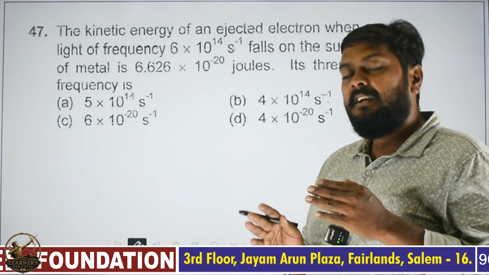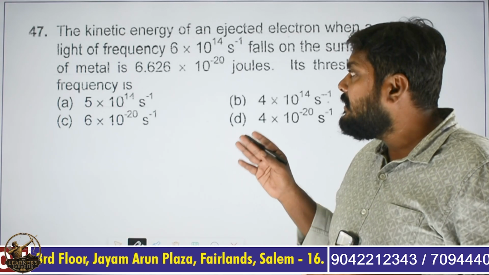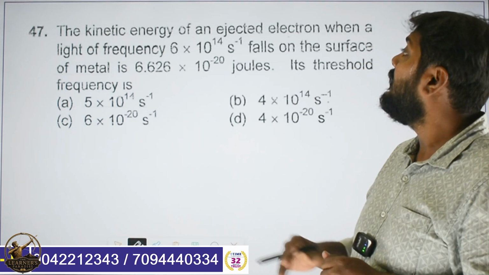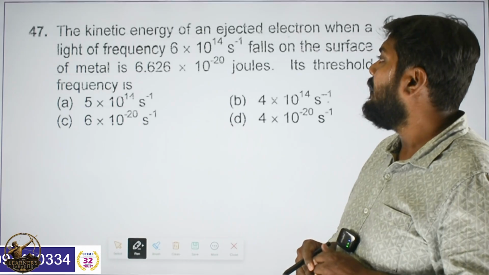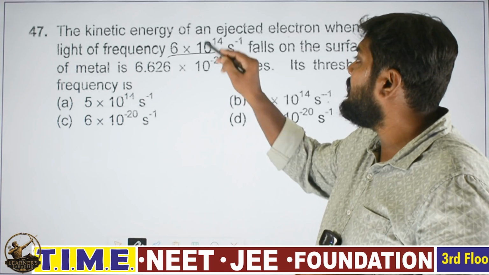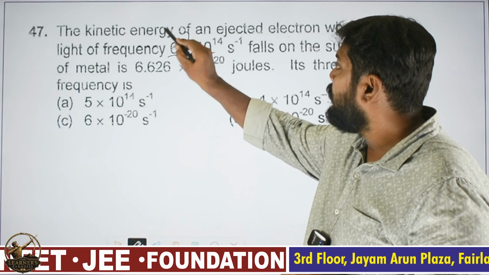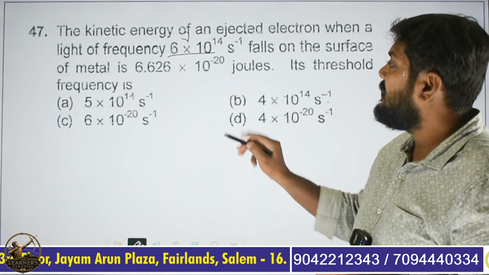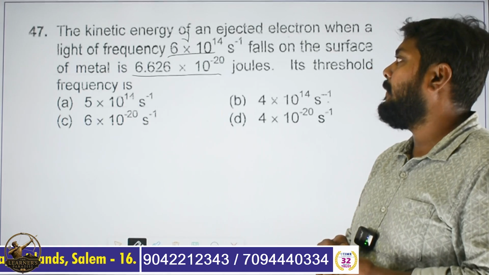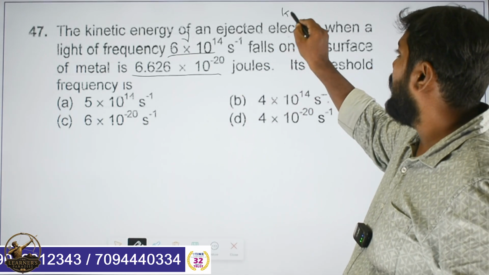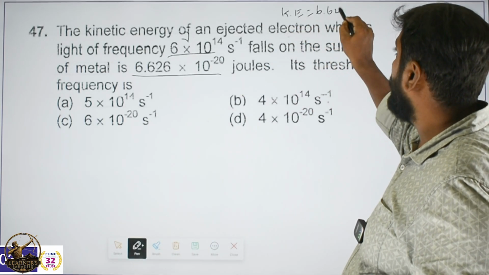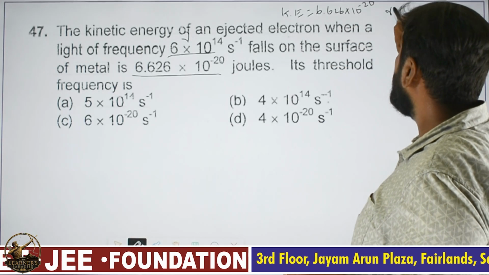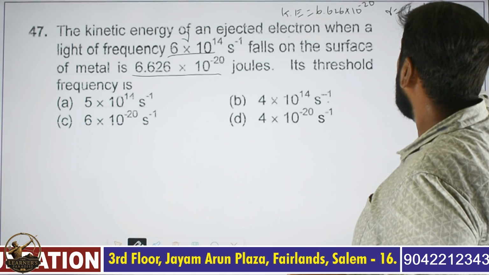See this question. After reading this question, you will come to know that it is from the concept photoelectric effect. இல்லையா? photoelectric effect ல இருந்து கேட்டிருக்காங்க. என்ன கேட்டிருக்காங்க? kinetic energy ஒரு electron eject ஆயிருக்கு. இப்போ light of frequency 6 into 10 power 14. That is nu is given. Frequency is given as 6 into 10 to the power 14. On the metal surface is what? 6.6 into 10 to the power minus 20 கொடுத்துறாங்க. That is, you are given with kinetic energy is 6.626 into 10 to the power minus 20 and frequency is given as 6 into 10 to the power 14.